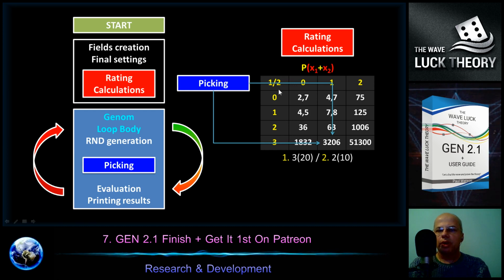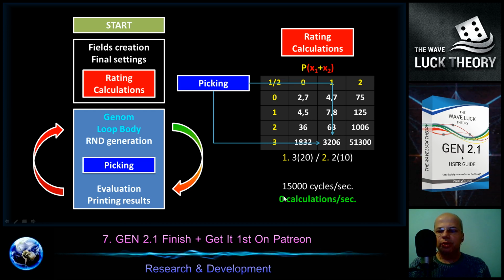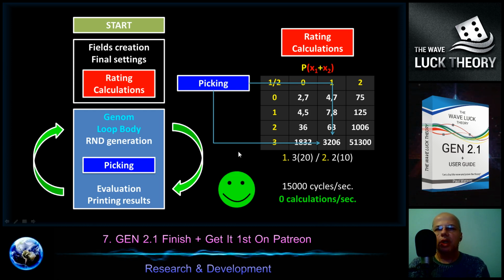For example, if we have 3 hits in the first row and 1 hit in the second row, then we have this value according to the rating by probability. And it means that no calculation is needed, and we keep the same speed like we have in the Gene 2.0.